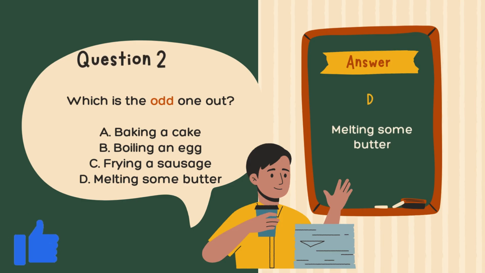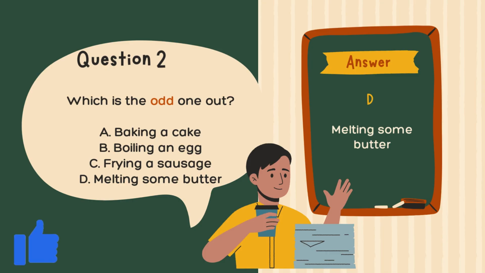For question two, it says, which is the odd one out? A, baking a cake, B, boiling an egg, C, frying a sausage, or D, melting some butter? The answer would be D, melting some butter, because baking a cake, boiling an egg, and frying a sausage are all activities that you would need to do within the kitchen if you're cooking. But melting some butter is not necessarily cooking. So the odd one out would be melting some butter.